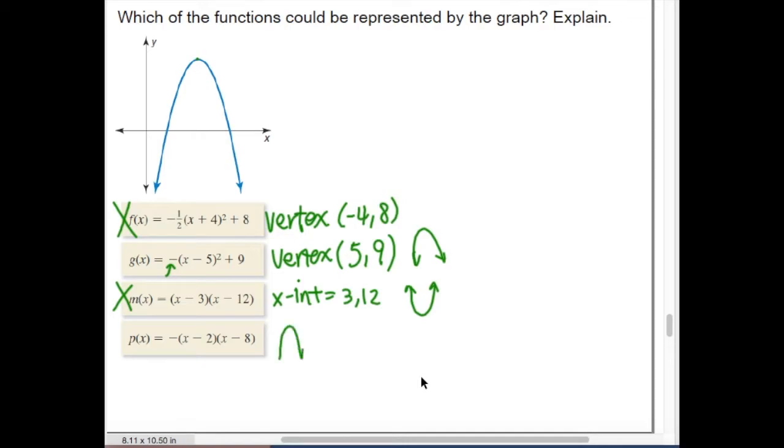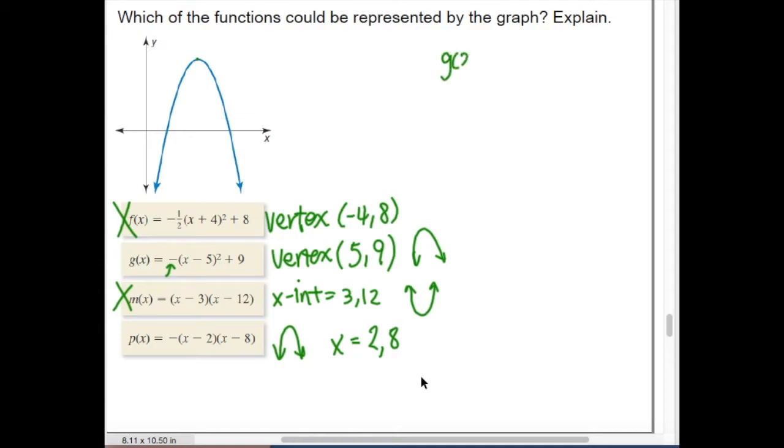Our next graph is p of x, and this graph also has two positive x-intercepts, which are 2 and 8, and its graph opens down because a is less than 0. There is a negative right in the front. This means that p has a maximum value and the vertex must be in the first quadrant. Therefore, the graph could represent p of x.